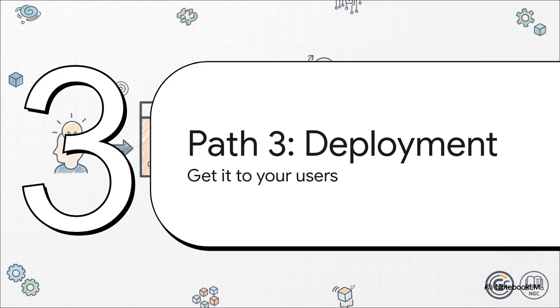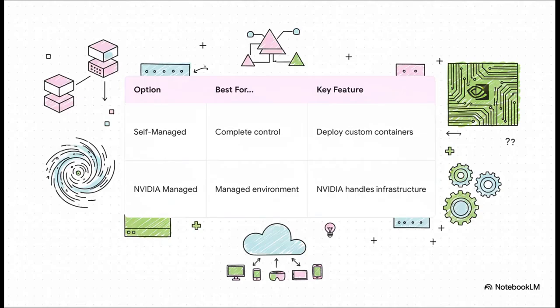All right, you've handled the data, you've built your application. Now for the final step, path 3, deployment. How do you get your amazing creation into the hands of your users? So here you have 2 main routes you can take. The self-managed option, that gives your DevOps team complete control. You can deploy custom containers to any cloud provider you want, total flexibility. But for a more hands-off approach, there's the NVIDIA managed option. That's where NVIDIA handles all the infrastructure, the security, the scaling, all of it through services like DGX Cloud.